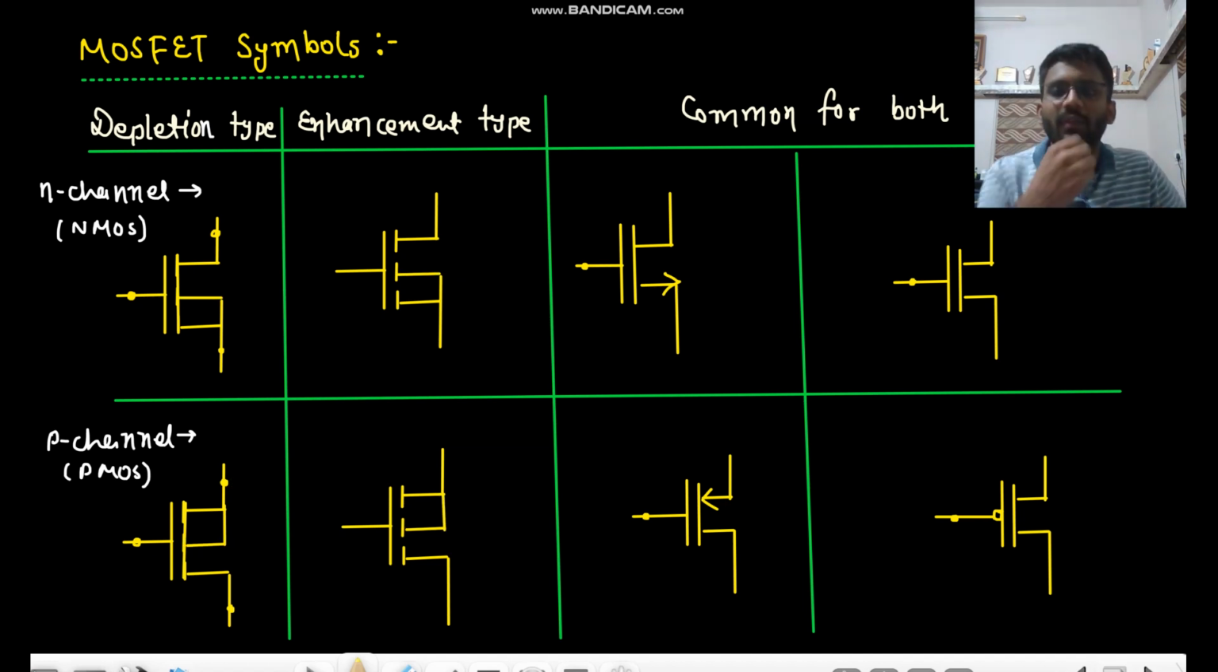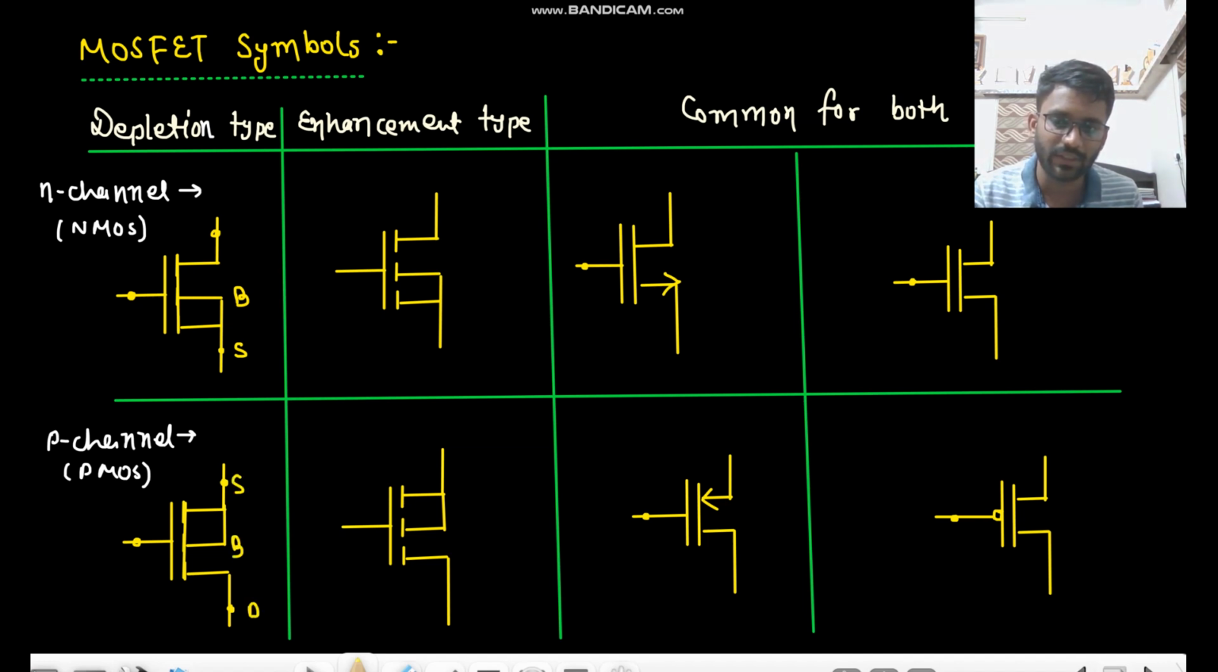Hello everyone. Now we will see the MOSFET symbols, for depletion type and enhancement type, which are commonly used. First we will see N channel, then P channel. So for N channel depletion type, this is the drain. In any MOSFET, the source and body are short circuited. This is the source, this is the body, this is the drain, and this is the gate.